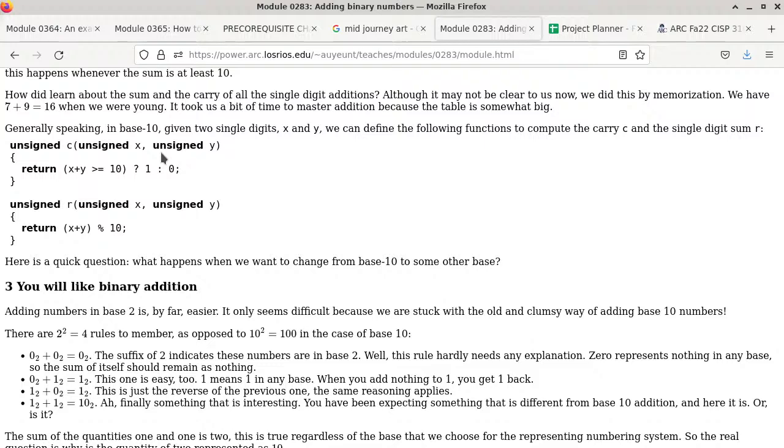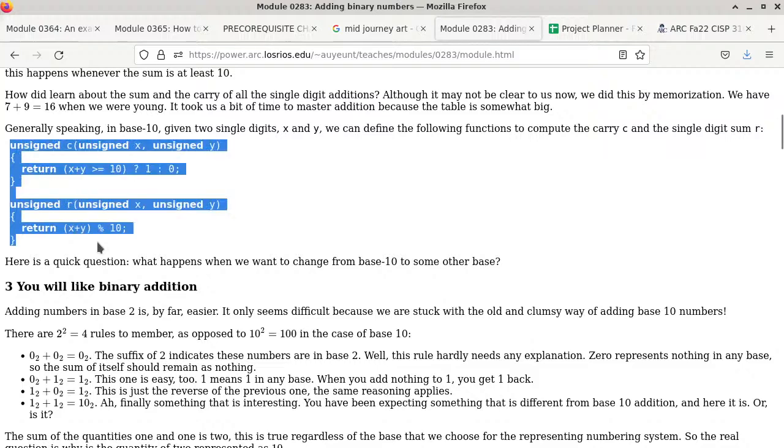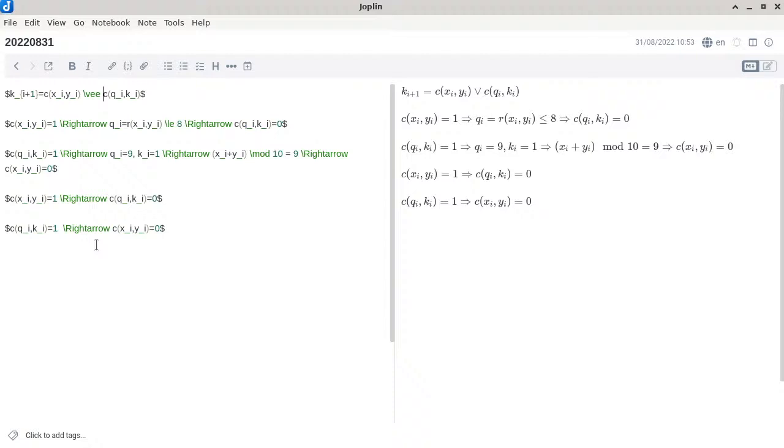So if you change this 10 to a 2 and change this 10 to a 2, then these functions will work in base 2. Now, except in base 2, x as a single digit has a range of 0 to 1, exactly, because it is now in base 2, a single digit can only represent 0 or 1 in that case. Okay, so now what I'm going to do is I'm going to copy this code here into Joplin just so that I can modify and talk about it.